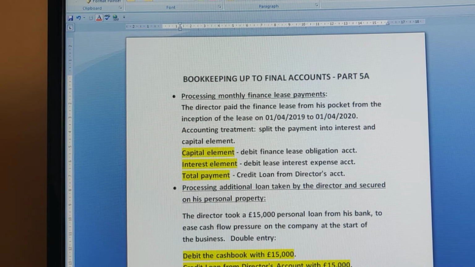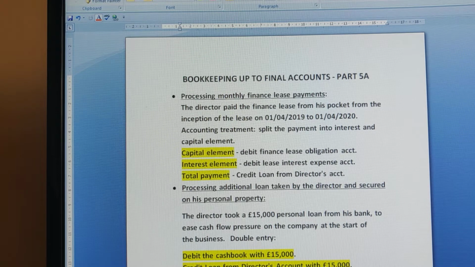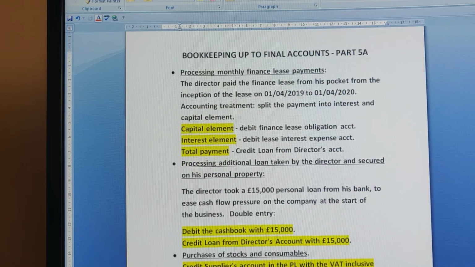Today's topics are processing monthly finance lease payments, processing additional loan taken by the director and secured on his property, and processing stock purchases, purchase of stocks and consumables.